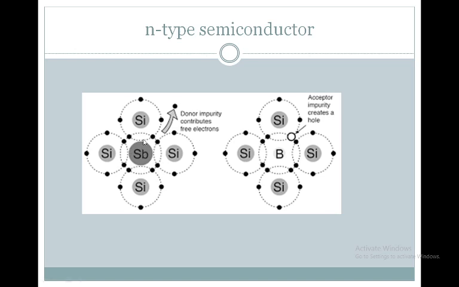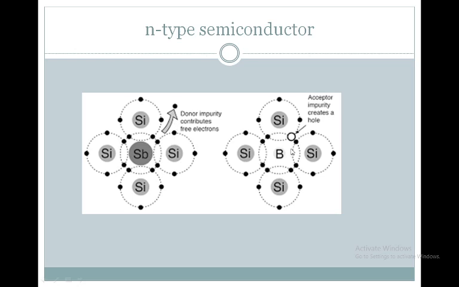Okay, let's use antimony, which is a pentavalent atom. So antimony at the center will donate one to this silicon, one to this, one to this, one to this, but there is still one electron left. So this electron that is now present will make it a donor impurity, meaning this can easily be donated. That's why we call it donor impurity. So this is an n-type material.